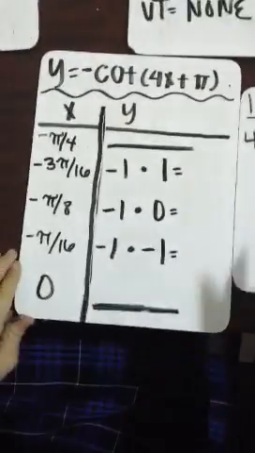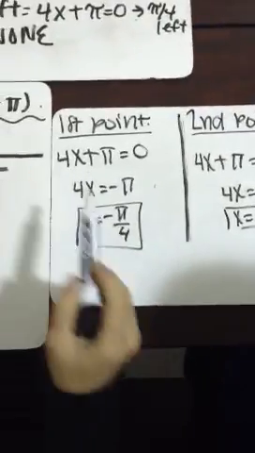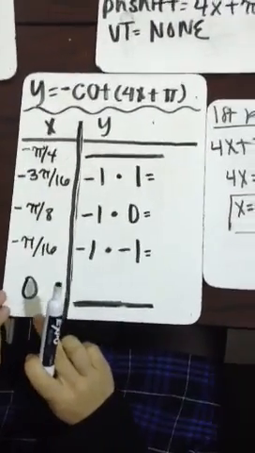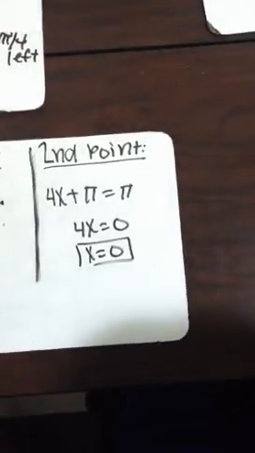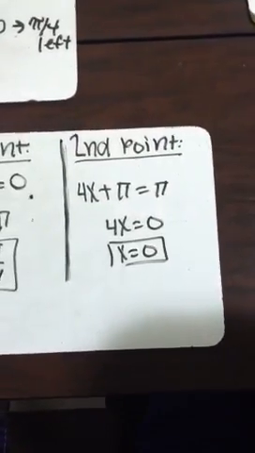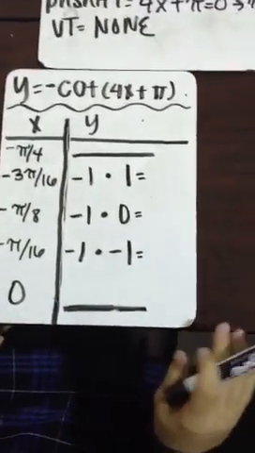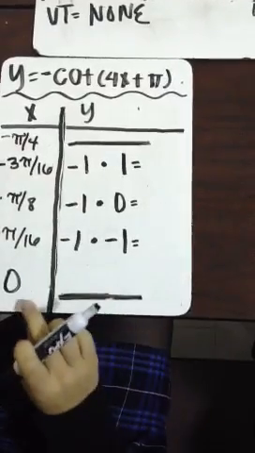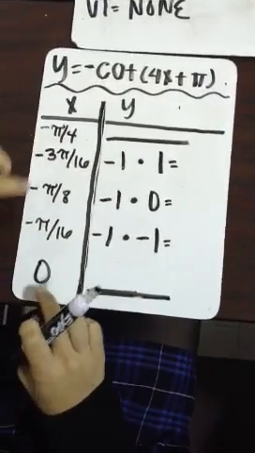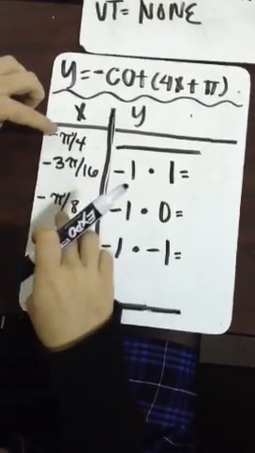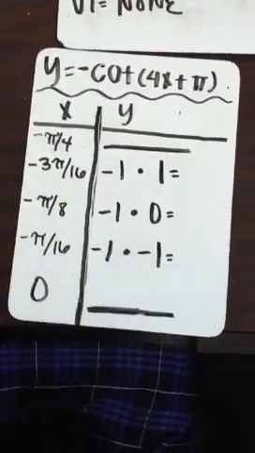To find your first point, you set your parentheses equal to 0, and you would end up getting negative pi over 4. To find your last point, you would set the same parentheses equal to pi, and x would end up being 0 because cotangent can only exist between 0 and pi. And then to find your middle point, you would add these two and divide by 2, and to find this one, you'd add these two and divide by 2, and to find this one, you'd add negative pi over 4 and negative pi over 8, and divide by 2.